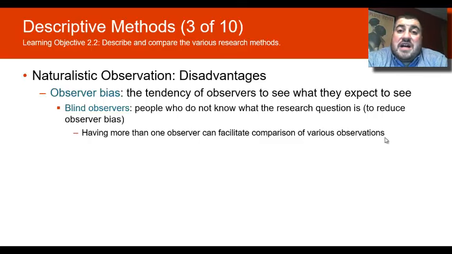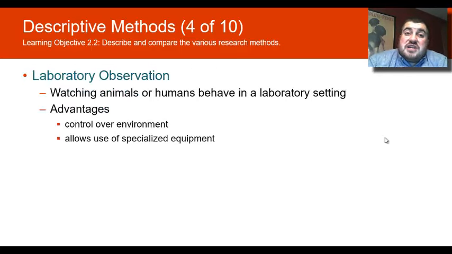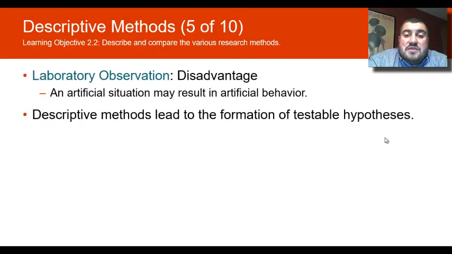Our next method is laboratory observation, where we watch humans or animals in a laboratory setting. We have a lot of control over the environment. We can make the environment whatever we want in the laboratory, and we can also use specialized equipment for it. But a disadvantage is that if we're in an artificial situation, we can't really say that that would be behavior that the subject would do in their natural environment. So it may be artificial behavior. So these two descriptive methods can lead to the formation of testable hypotheses.